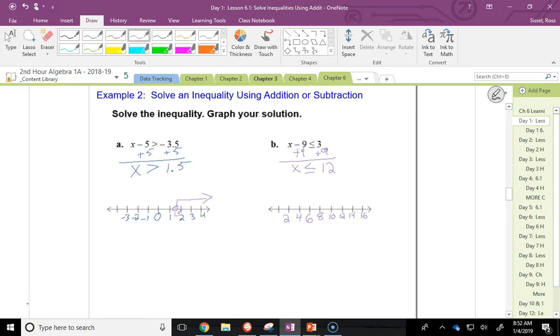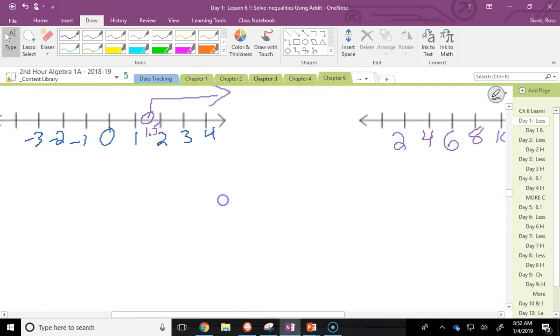All right. Pay attention, folks. Back up here. Let's look at these two real quick. On A, we added 5 to both sides, and we should have got x is greater than positive 1.5. When I did my graph on my number line, I still did it the same, 0, 1, 2, 3, or whatever. And then I just put my number in here, and I labeled what it was, 1.5. Remember, it's an open dot because it was greater than, and then it went to the right.